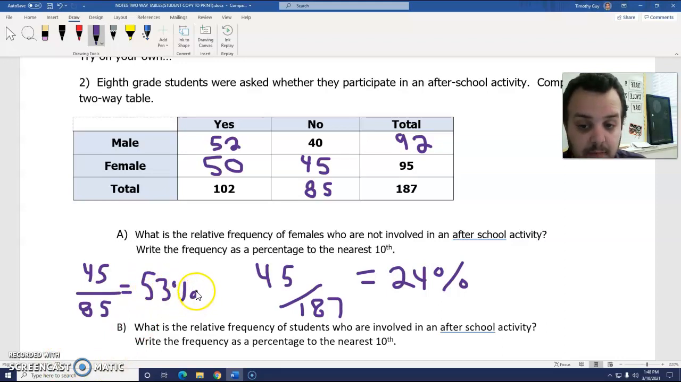which obviously is very different than the 24% we got over there. So you have to kind of use your judgment when you read these problems and say, all right, what are they really asking me? I read this as asking me, hey, 45 out of the total, right? The frequency of girls not involved in after-school activities. But it could be, hey, what's the frequency of girls not involved in after-school activities? Just doing it over the 85, okay?